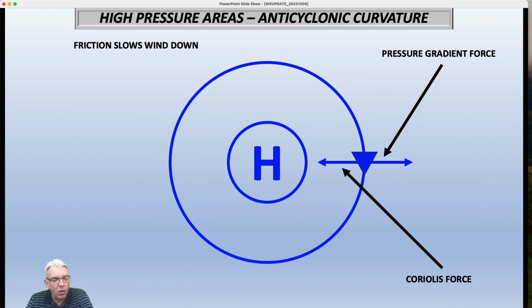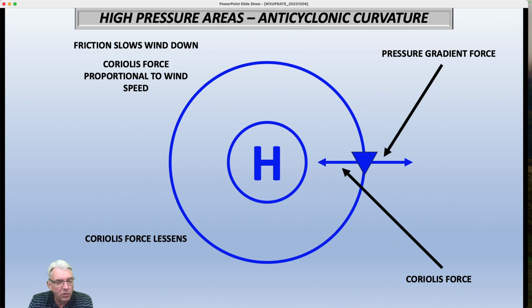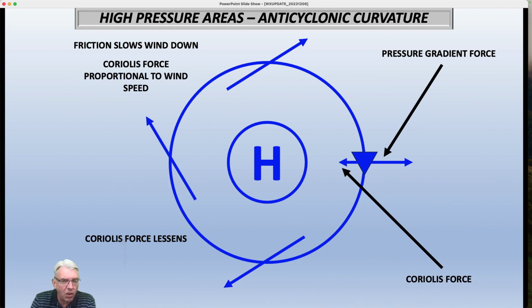However, there is something called friction, and friction is greater over land than it is over water, but even over water you do get it to some degree. And so friction slows the wind down, okay? And the Coriolis force, it turns out, is proportional to the wind speed. So what happens? The Coriolis force lessens in intensity. So instead of having a long arrow pointed toward the middle of the area of high pressure, now it's a short arrow, and there is an imbalance of forces now, okay? So the pressure gradient force is dominating. As a result, the winds actually blow away from the area of high pressure.